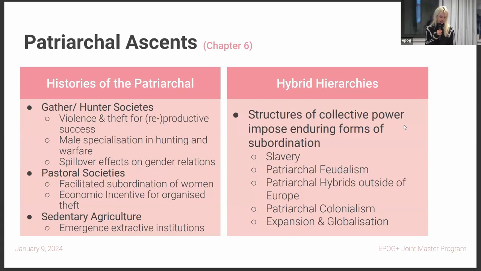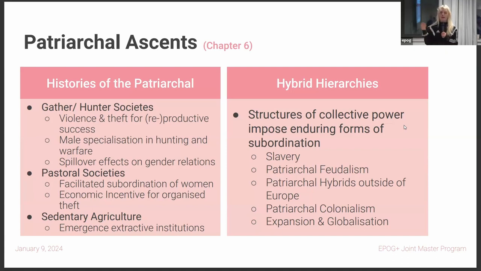And to the second point of the chapter, hybrid hierarchies, and that is that simple hierarchies based on gender wouldn't have been able to create such a stable system, basically, as we have seen it in history and as we have it now, but that there are always these structures of collective power imposed by subtle and enduring forms of subordination.